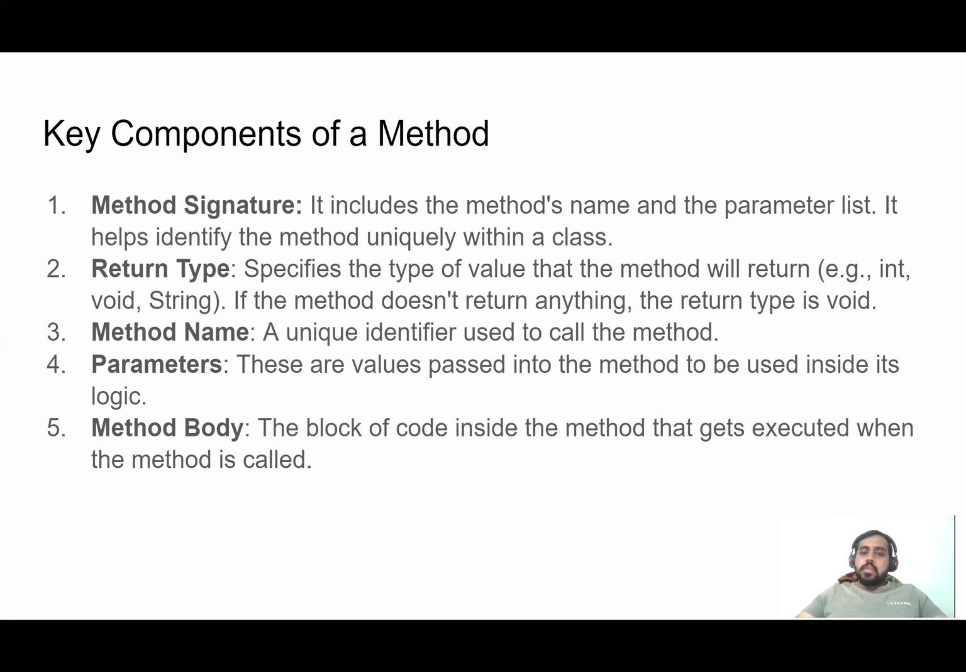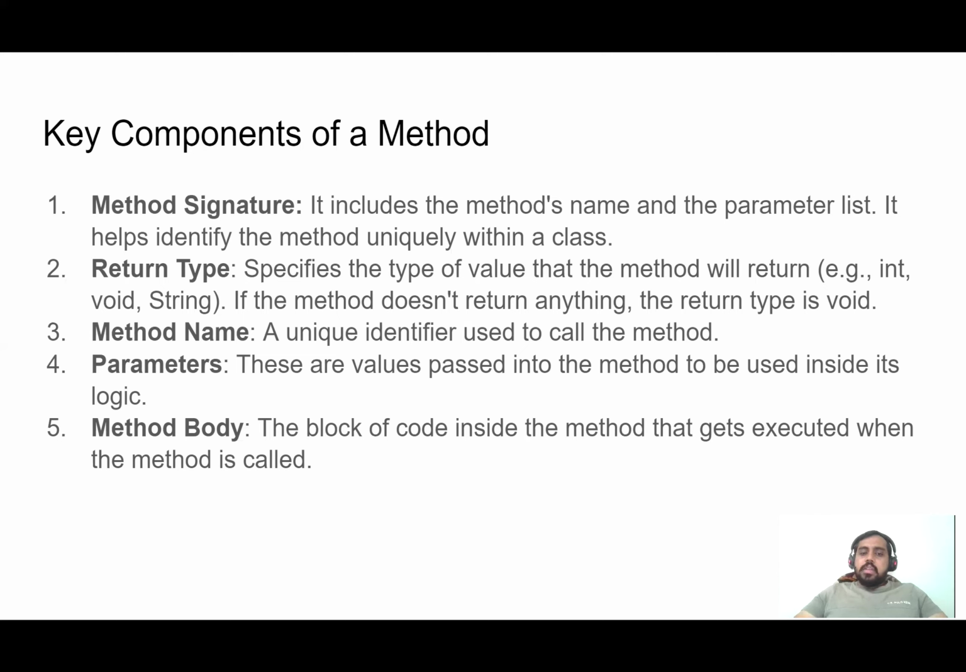When we call a method, it may return some value to the calling method. The return type defines the type of value the method will return. For example, it may return int, void, or string. If a method does not return anything, then the return type is void. Void means nothing; the method is not returning anything.